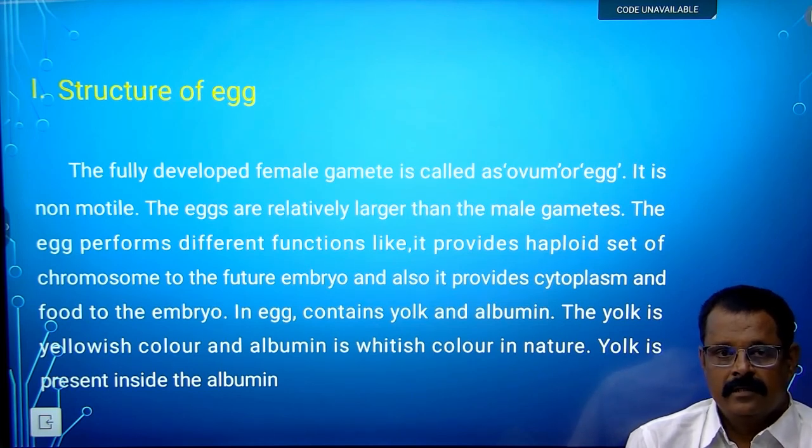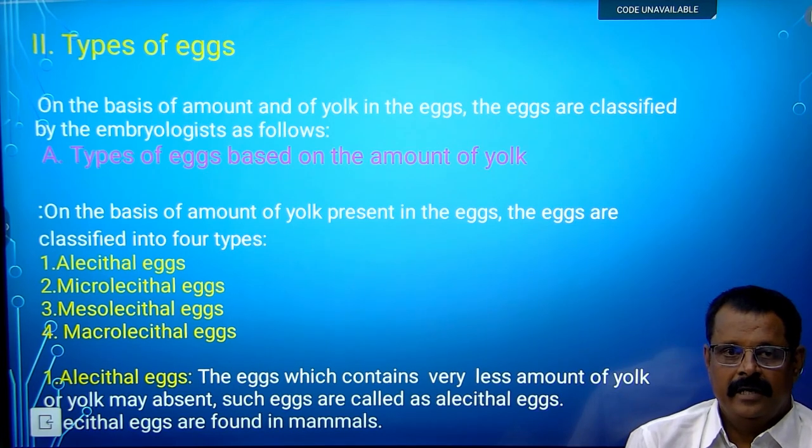Now we will see the types of eggs. The eggs are classified by embryologists on the basis of different criteria. The first one is types of eggs based on the amount of yolk. On the basis of the amount of yolk present, eggs are classified into four types. First one, alecithal egg. Second one, microlecithal eggs. Third one, mesolecithal eggs, and fourth one is macrolecithal eggs.